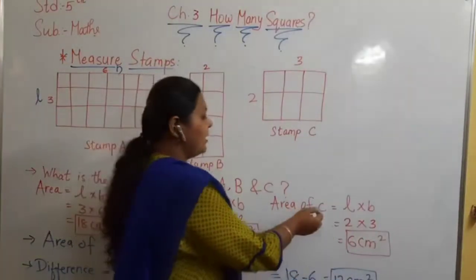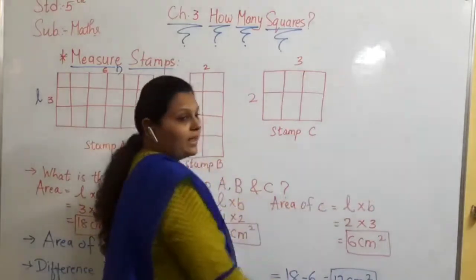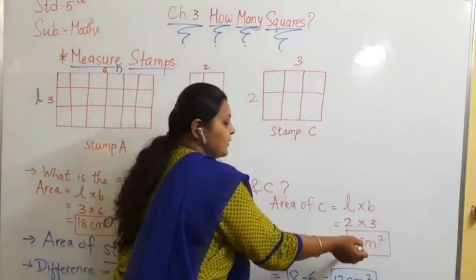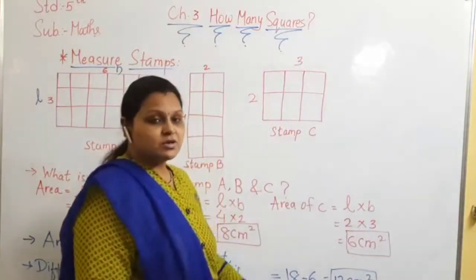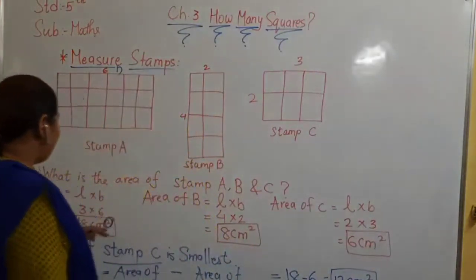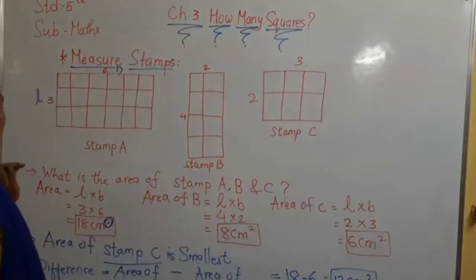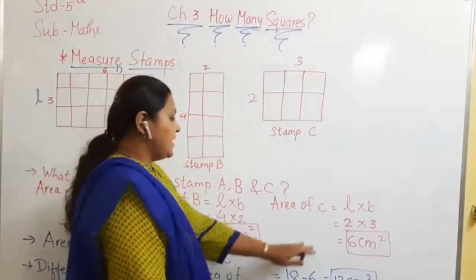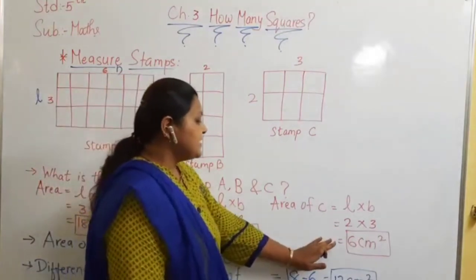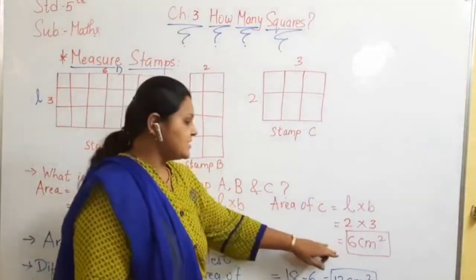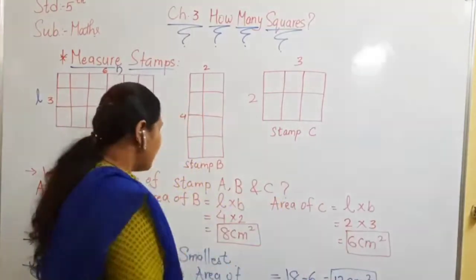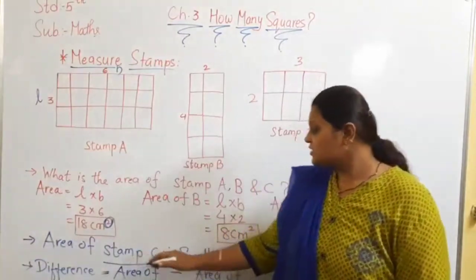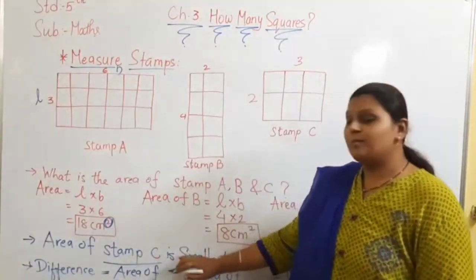Now moving to area of C, length multiply breadth. Length is 2, breadth is 3. 2 multiply 3, that is 6 centimeter square. Now if I want to compare all the steps' areas, then we can say that area of step C is the smallest, that is 6 centimeter square. And if I want to know which one is the smallest, I can say step C.